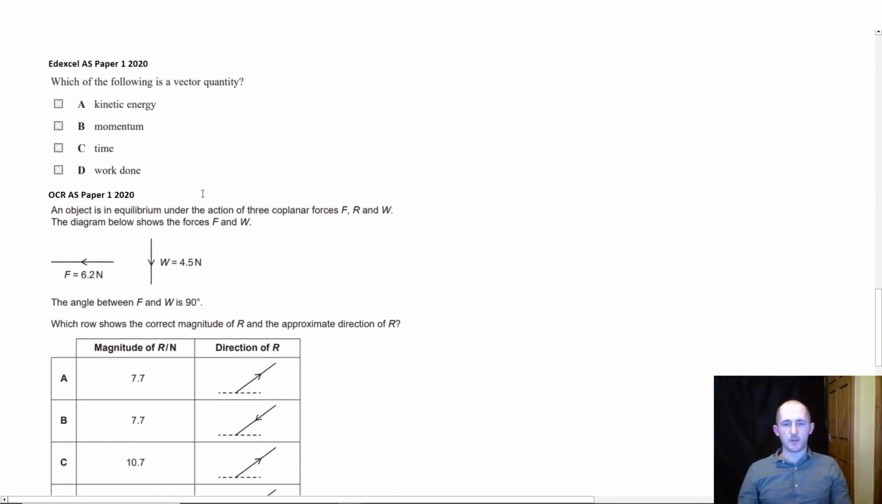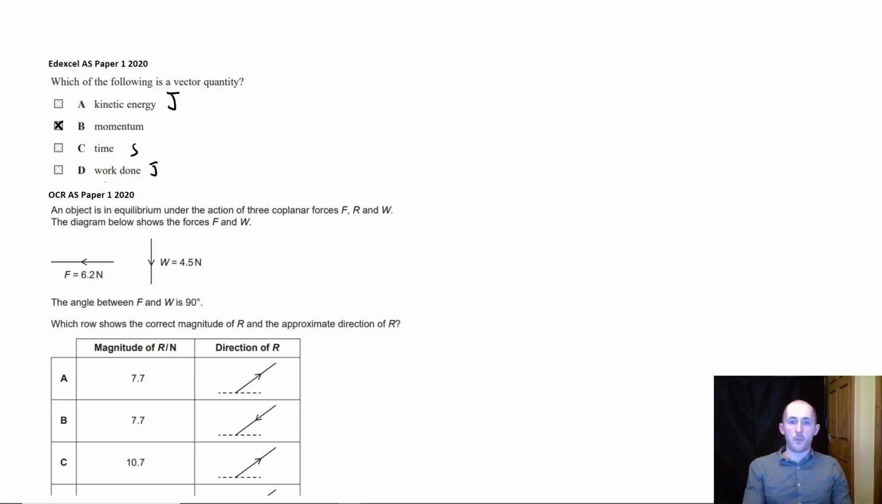So again, we have some multiple choice questions. Let's get started. Which of the following is a vector quantity? So, easy way to work this out. This is energy, and that's time. None of those are vectors, so that means momentum must be.